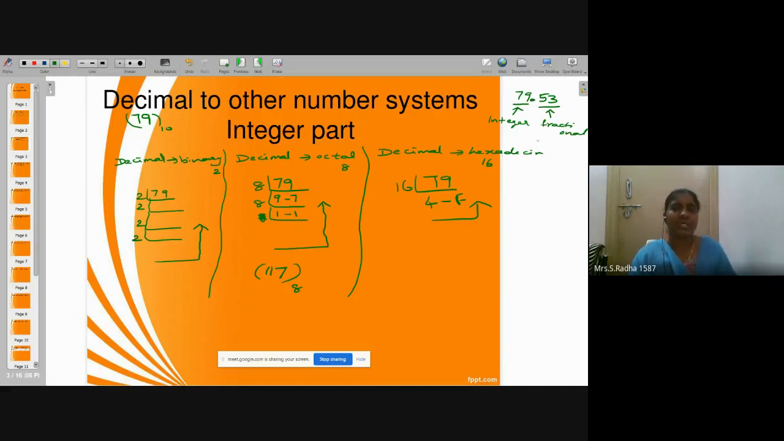In simple, you look at the method we have followed. Decimal to any other number system: repeatedly divide with that number. If we are converting decimal to binary, repeatedly divide with 2. If you are converting decimal to octal, repeatedly divide with 8. And converting decimal to hexadecimal, repeatedly divide with 16, until remainder becomes less than the dividing value, less than the radix or base value. This is about integer part conversion from decimal to any other number system.